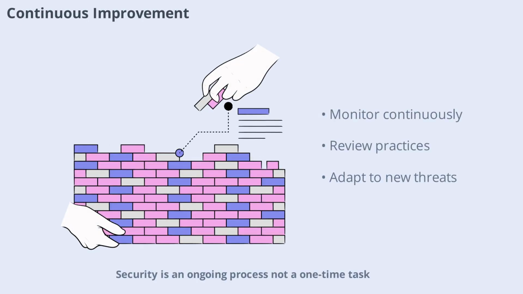Security is an ongoing process, not a one-time task. Continuously monitor your app, review your practices, and stay informed about new threats and defenses. By fostering a culture of continuous improvement, you can adapt to changing risks and maintain a secure app over time.